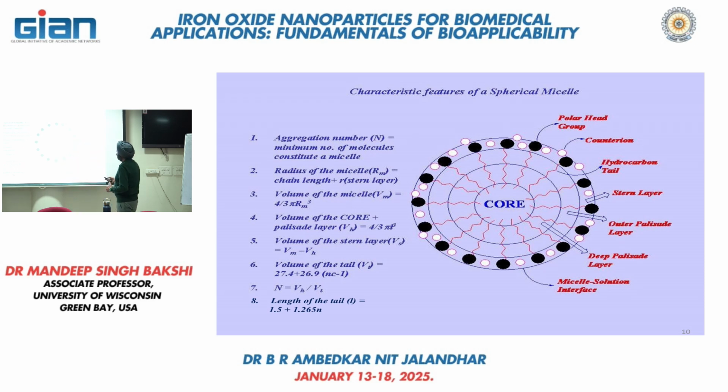Mathematically, how can we quantitatively determine the characteristic properties of the micelle? The first one is the aggregation number. Aggregation number means how many monomeric molecules are arranged in a sphere to create a micelle. That is the aggregation number of the micelle.